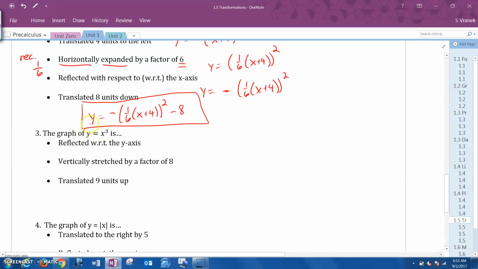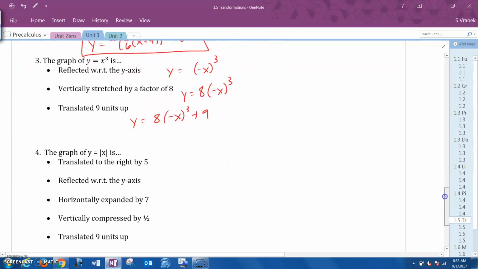So, excuse me, graph of x cubed is reflected with respect to the y-axis. Now this is, again, something we haven't done, but that's putting a negative with the x. So that's inside with the x. Then we're going to vertically stretch it by a factor of 8. So that would be vertical, you just multiply. And then we go up 9. So that's just adding to the outside. Okay? So again, when you have a reflection with the y-axis, you just put the sign on the inside with the x.